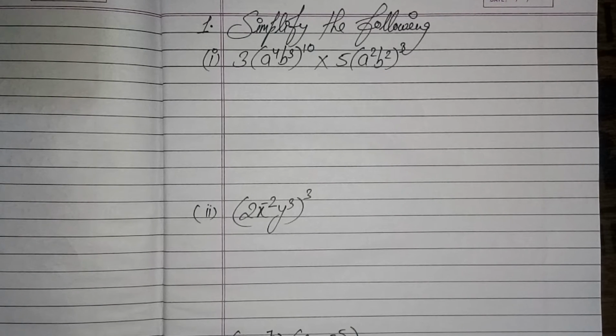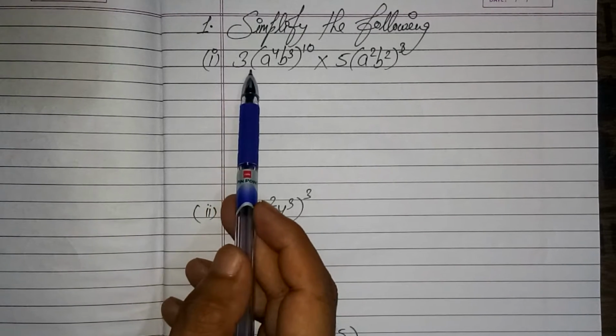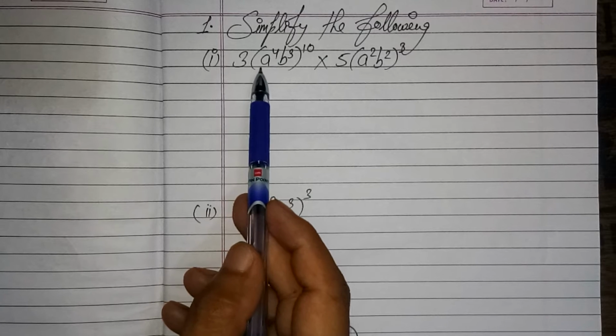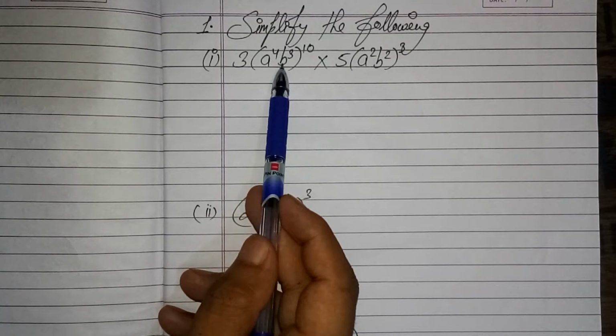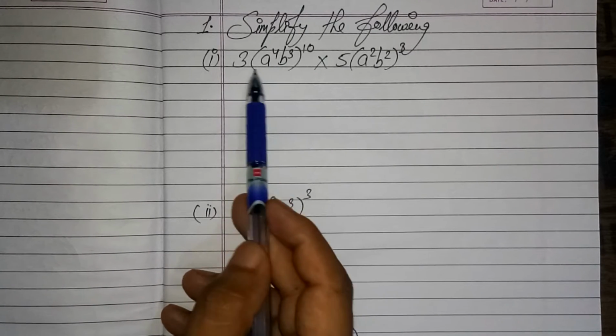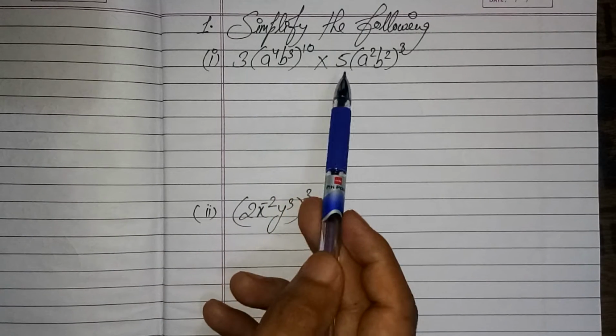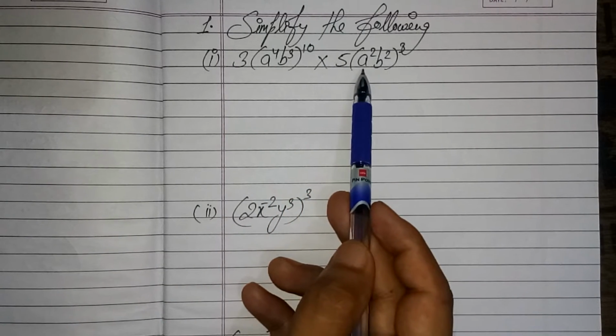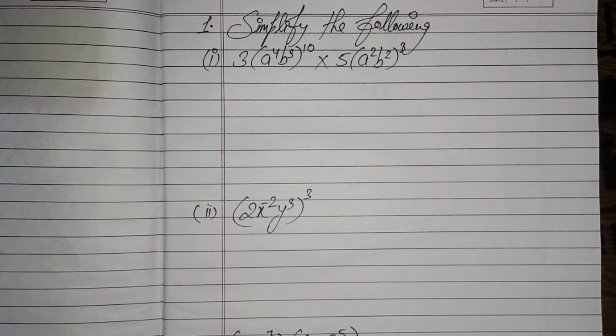In this video, we are going to cover some problems of exponents from class 9 mathematics, and the problems are as follows. The first one is 3 multiplied by (a^4 b^3)^10, multiplied by 5 times (a^2 b^2)^3.